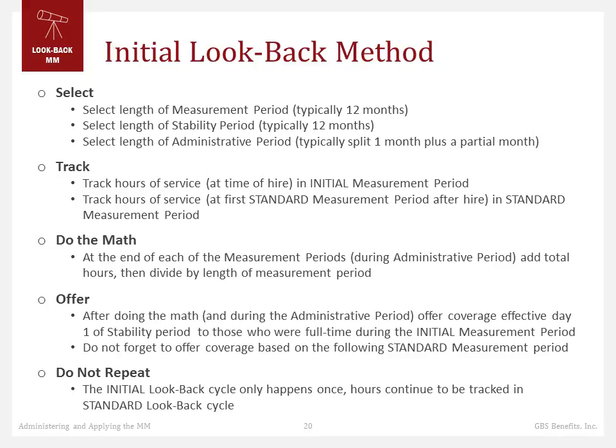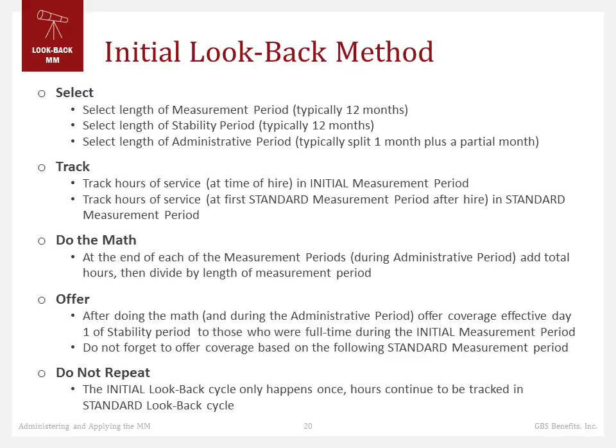So then you're going to do the math at the end of each of the measurement periods, at the end of the initial measurement period, and then again at the end of the standard measurement period. You're going to add the total hours and divide by 12. In this case, it would be 12. Then you're also going to offer, and again, do the math and offers during the administrative period.